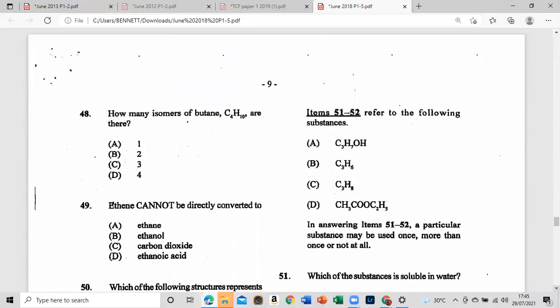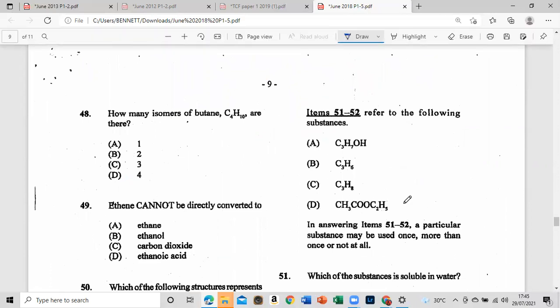How many isomers of butane C4H10 are there? And that's 48 is B, and that is 2.